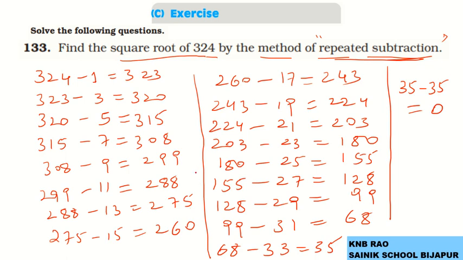How many times have we subtracted? 1, 2, 3, 4, 5, 6, 7, 8, 9, 10, 11, 12, 13, 14, 15, 16, 17, 18. Therefore the square root of 324 is 18. This is how we do the repeated subtraction method.